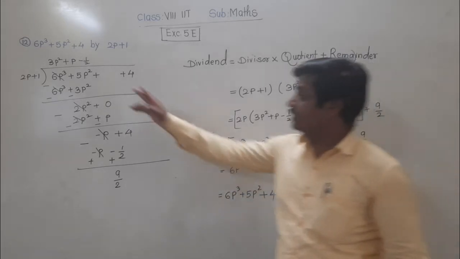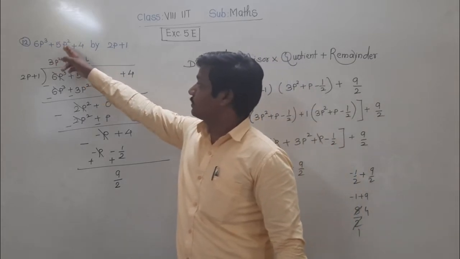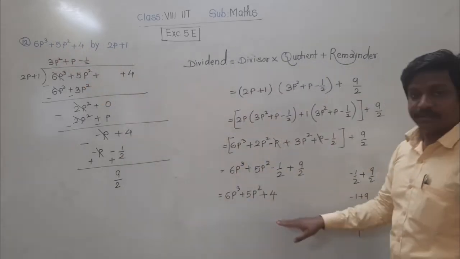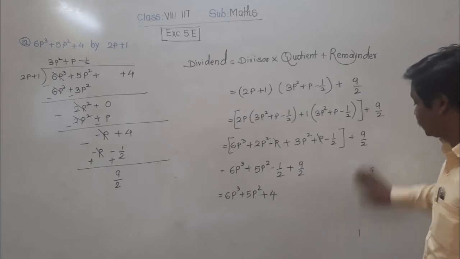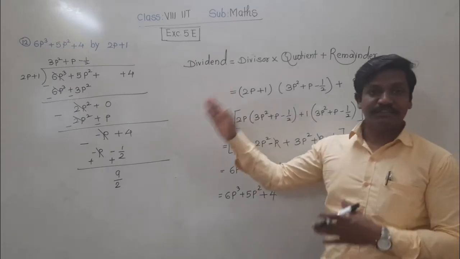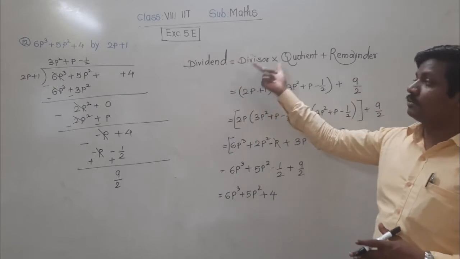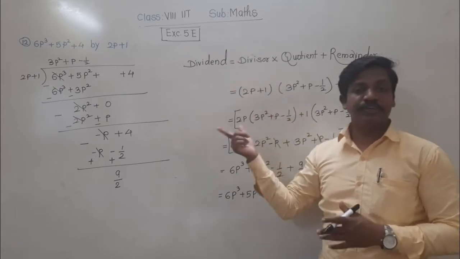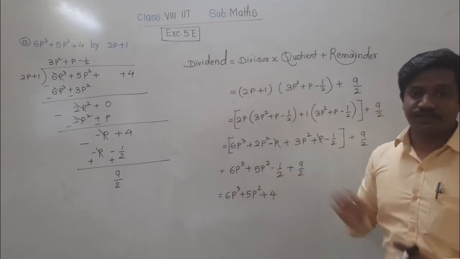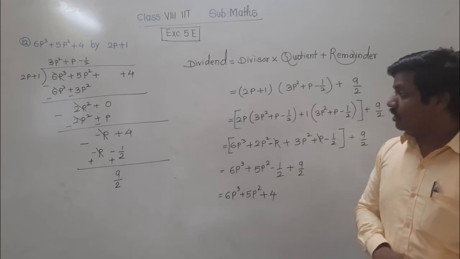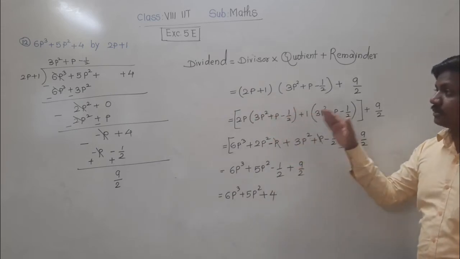See, our dividend, 6p cube plus 5p square plus 4, right? Yes, that means, students, our division is correct. Okay, so by this formula, by this relation, you can check whether your answer is correct or not. Understood? Now pause this video and write this example in your notebook.